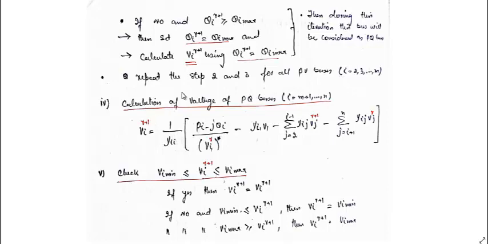Now when we have calculated these deltas for the PV buses, then we have to calculate the voltage for the PQ buses, where i is equal to m plus 1 to n, by this relation, which we had discussed earlier.